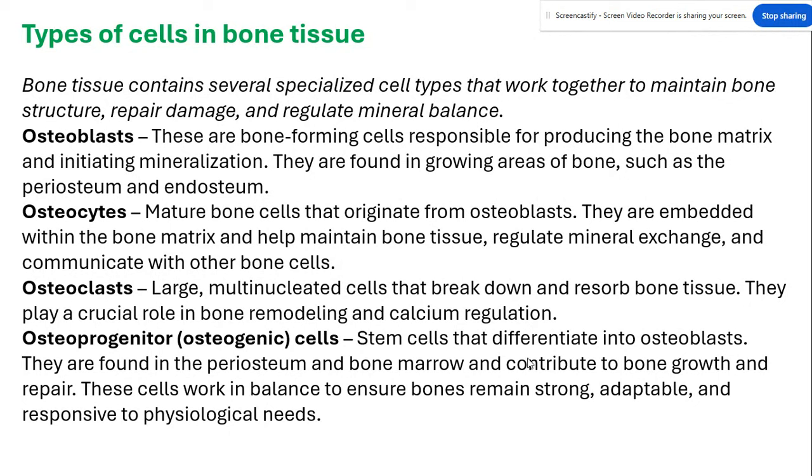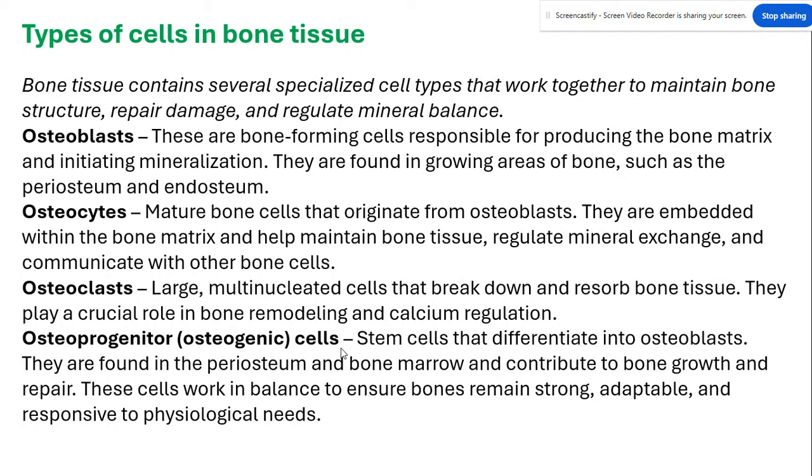Osteoprogenitor cells are stem cells that differentiate into osteoblasts. They are found in periosteum and bone marrow, and contribute to bone growth and repair. These cells work in balance to ensure bones remain strong, adaptable, and responsive to physiological needs. Osteoprogenitor cells are stem cells that have differentiated. When the cell goes through determination, specification, and differentiation, stem cells are the ones that got differentiated.